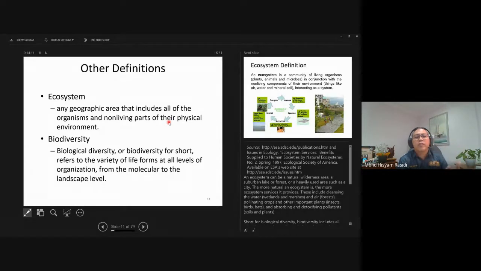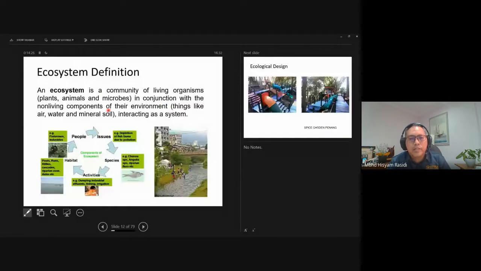Okay, because of the improvement of the green structure, the food environment for the particular habitat. So this is one of the important things when we're talking about ecological design. So an ecosystem is a community of living organisms, which can derive from plants, animals, and microbes in conjunction with the non-living components of the environment. Things like air, water, and mineral soil are much interacting as a system.